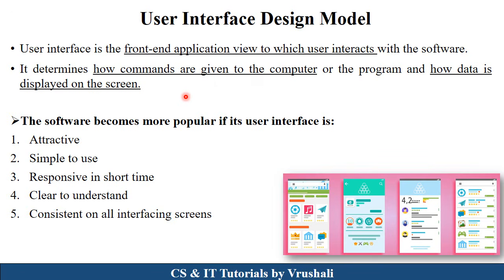But all these software are attractive and useful, right? So this is called the user interface, meaning how the user interacts with a particular software, their features, their functionalities, their color combination. So each and everything is included in the user interface design model.